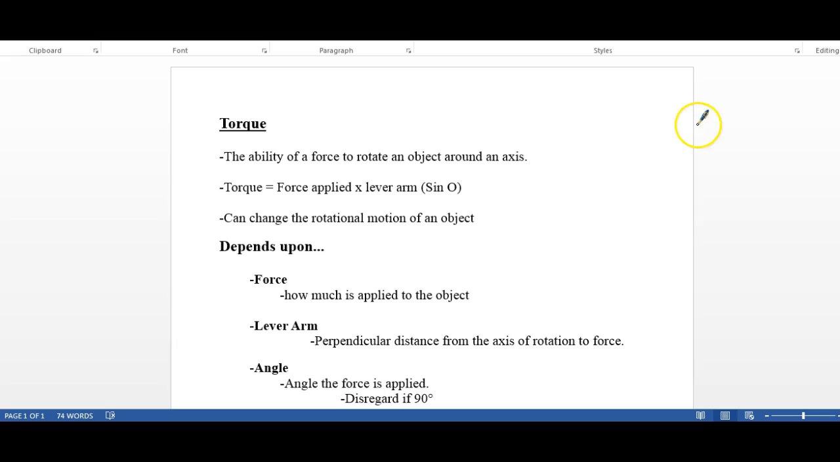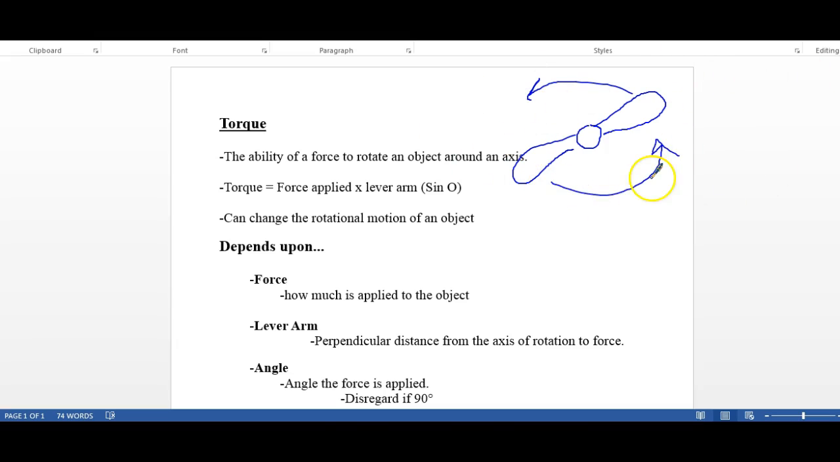about an axis. So if we have a seesaw or something, or even let me change that. Even if we had a propeller on a plane, how does that work? How does that force cause that to spin? And that force that causes the spin of an object around a central axis, we measure that in torque.